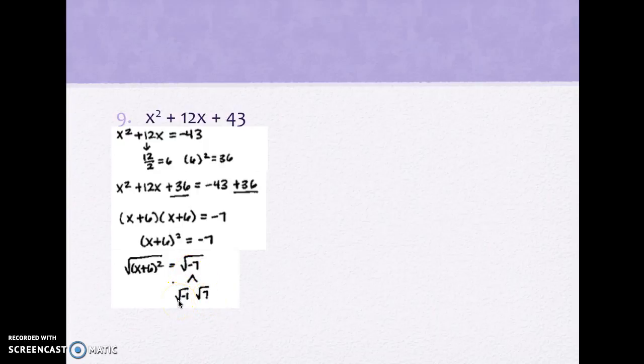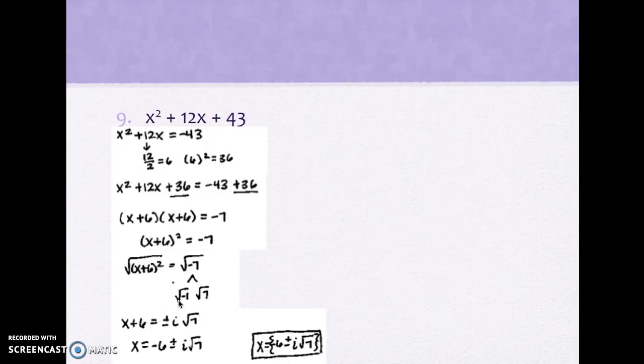So the square root of negative 1 equals what? i. And the square root of 7, well, we're just going to leave that as the square root of 7. So we're left with x plus 6 equals plus or minus i times the square root of 7. To solve for x, we subtract 6 from both sides, and we get x equals negative 6 plus or minus i times the square root of 7. Well, can we really do anything further with this one? No, because it's not like terms. So our solution is x equals negative 6 plus or minus i times the square root of 7.